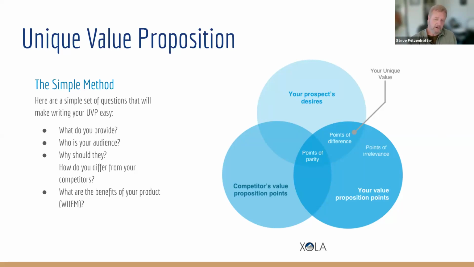What's a point of parity? The point of parity is what we offer, what our competitors offer, and our customers want it. Notice how this section is the only section that intersects what our prospects want, what our customers want, what our competitors offer, and what we offer. It's only right here: points of parity. I'm going to make an illustration. You can go with me on this.